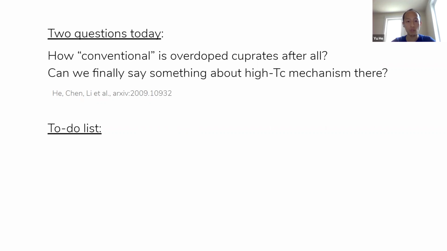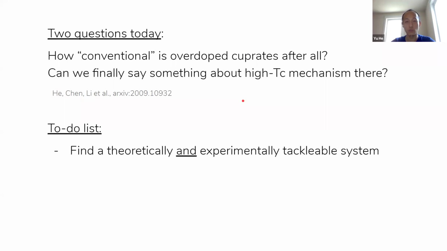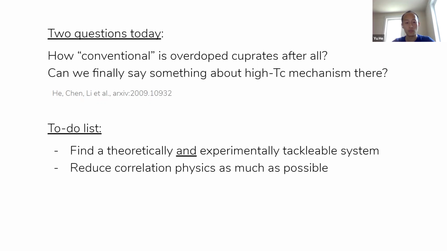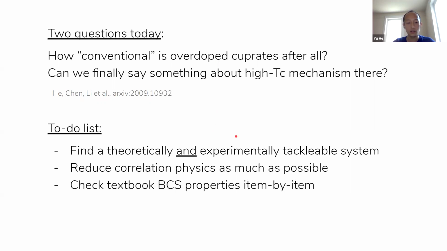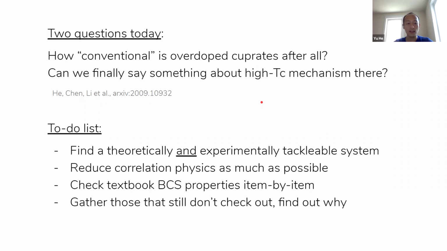To tackle this problem in a methodological way, this is the to-do list, which will serve as the outline for today's talk. First, we want to find a theoretically and experimentally tractable system, meaning that it needs to be feasible. The second is we want to reduce the role or occurrence of correlation physics, reduce the electronic correlation as much as possible. Then we will check the textbook BCS properties item by item. Towards the end, we're going to gather those that still don't check out with textbook BCS properties, even in this supposedly very metallic regime, and we want to find out why. And of course, at the very end, hopefully we're going to write a paper.